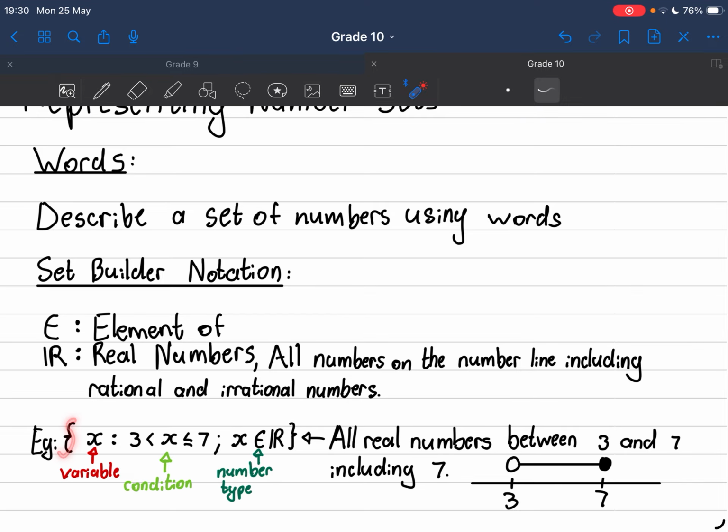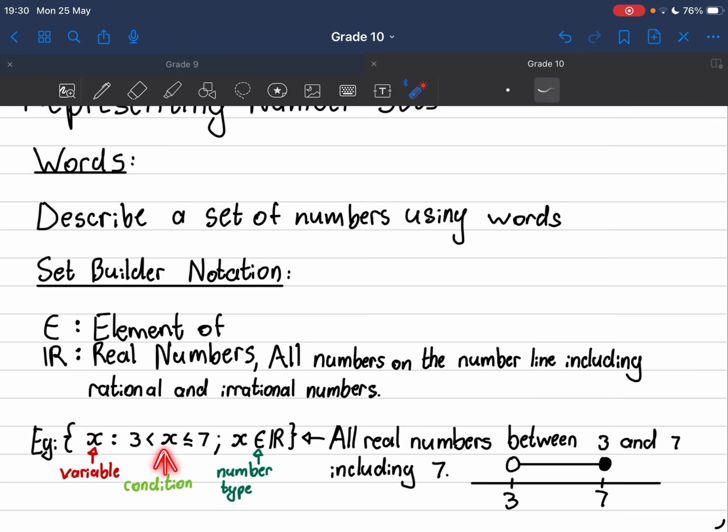Now this is how we write set builder notation. This curly bracket, and then you say x colon. Whatever this is, it's the variable you're referring to. So if the set of numbers has the name x in this example, then the variable x is the name of that set of numbers.